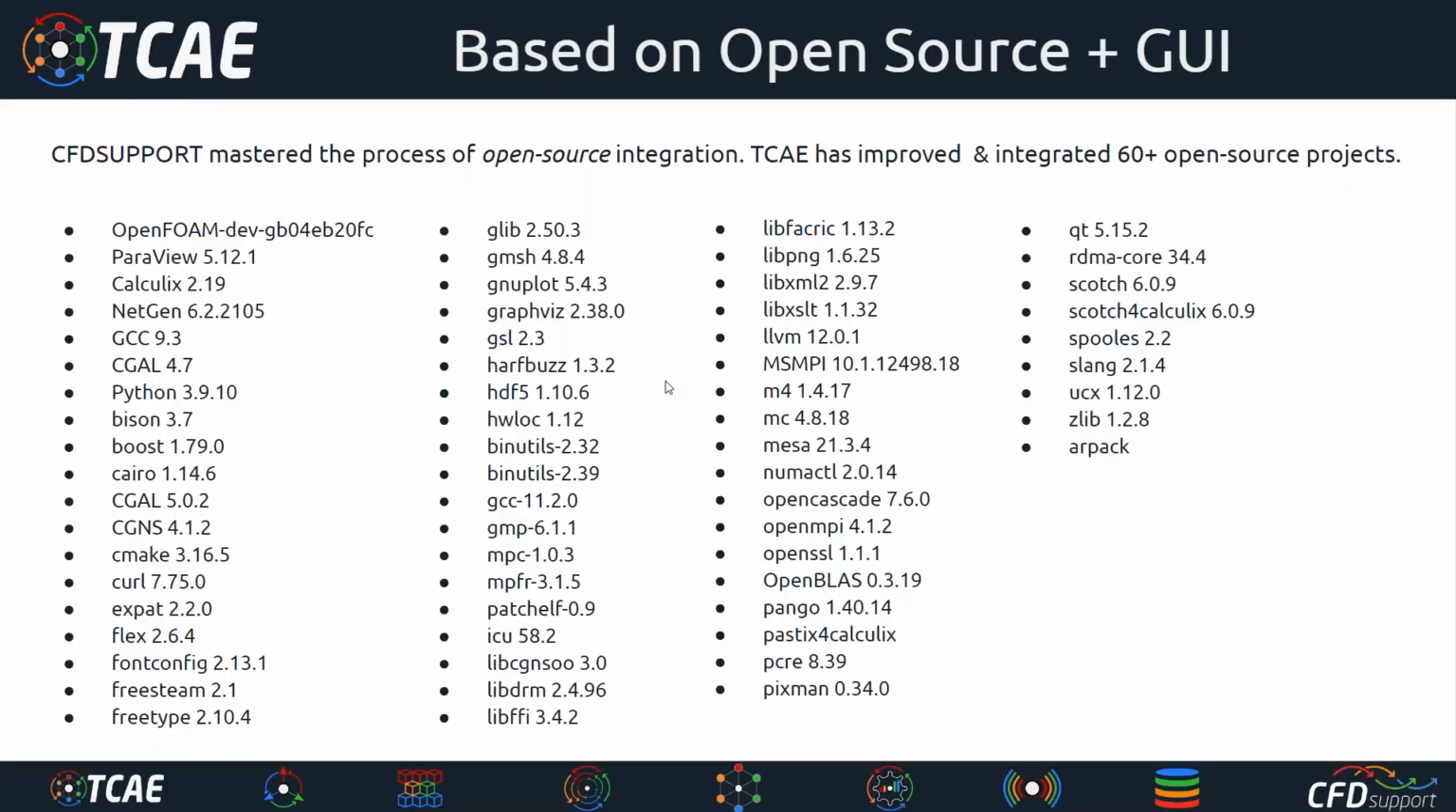As mentioned, TCAE is based on open source code, so there are definitely more than 60 open source projects in it nowadays, or even more. Its CFD is based on OpenFOAM, FEA is based on Calculix, and there's ParaView as the graphical interface. A lot of other very useful and important open source projects are included, and we mastered the ability to put them together, teach them how to communicate with each other, and put everything in a smooth single package which is ready for professional use in the industry. That's very important.